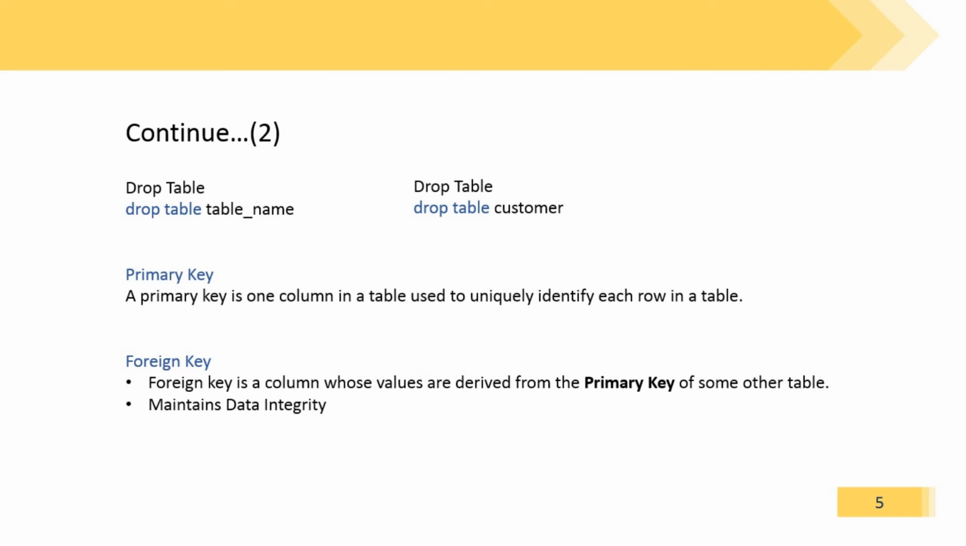Here is the general overview of the primary and the foreign key. A primary key is nothing but one column in a table which is used to uniquely identify each row in a table. Whereas the foreign key is nothing but one or more columns which are derived from the primary key of some other table. The main purpose of using the keys is that it maintains data integrity.